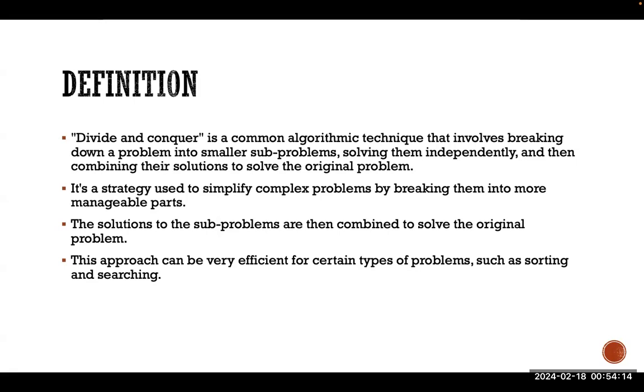The definition of divide and conquer is the technique that involves breaking down a problem into smaller subproblems, solving them independently, and then combining their solutions to solve the original problem. This is used to solve complex problems by making them smaller problems, finding solutions to the subproblems, and combining them to solve the original problem. There are many more such techniques, a few are backtracking and dynamic programming. For problem solving like sorting and searching, divide and conquer is the best approach.